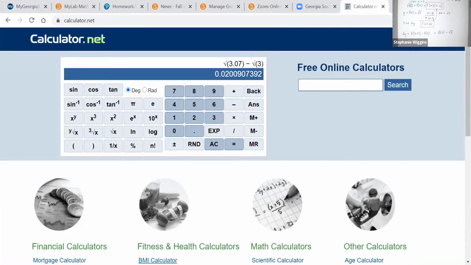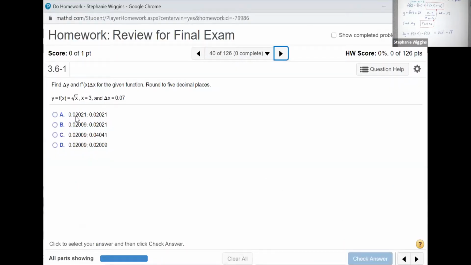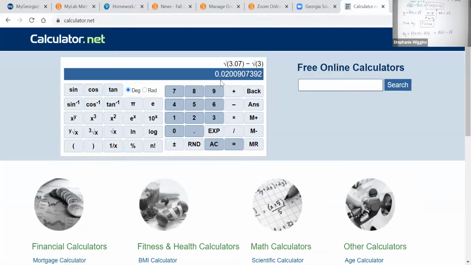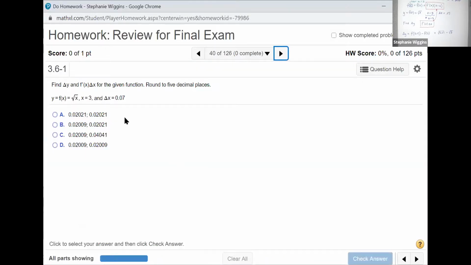If we go to our homework, you can see there are some choices here. They go out to 5 decimal places, so I better double check what my calculator says. 0.02009 is the change in y. And it's good since you have a multiple choice test, you can eliminate A. So now we just have to check the second piece, which is the f prime of x delta x.